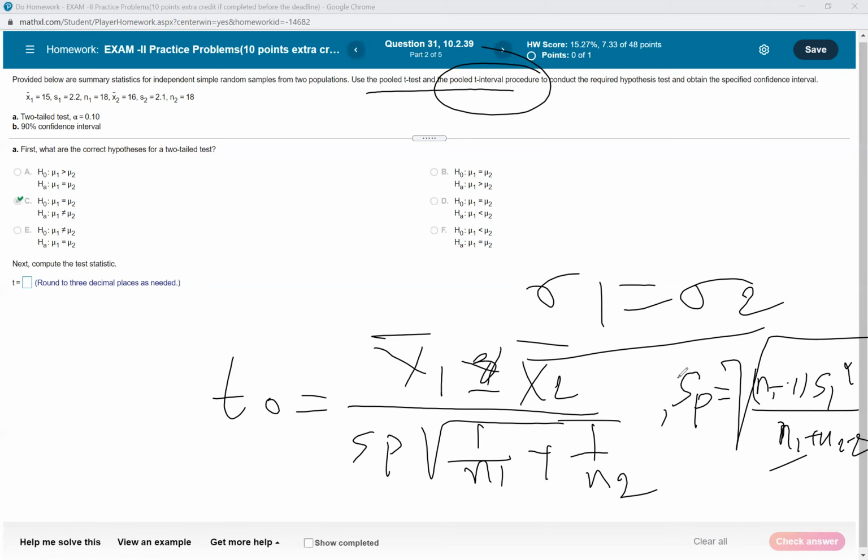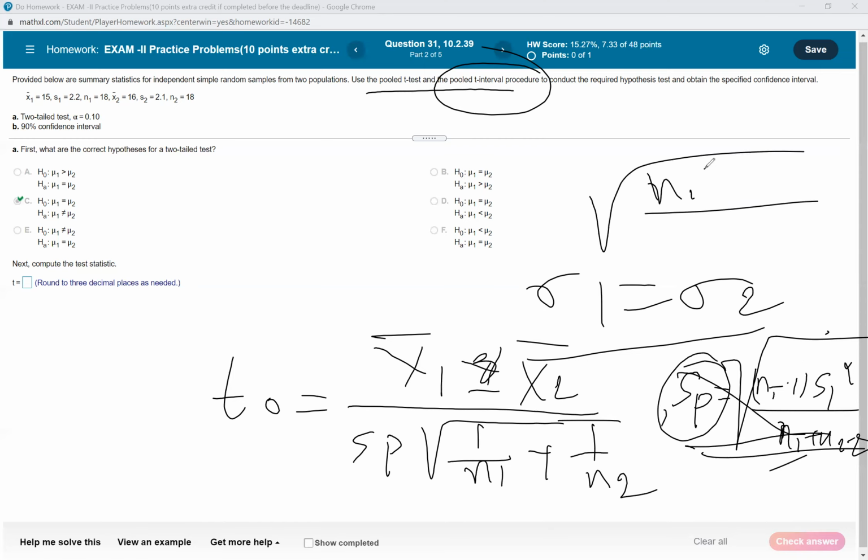Yes, this is okay, so you can look at the formula. The formula of sp is the square root of n1 minus 1 times s1 square plus n2 minus 1 times s2 square divided by n1 plus n2 minus 2. So that is the formula to calculate sp, your pooled standard deviation. And you already have the sample sizes n1, which is 18, and n2, which is 18, and x1 bar is 15, x2 bar is 16. Then you simplify and get the test statistic.